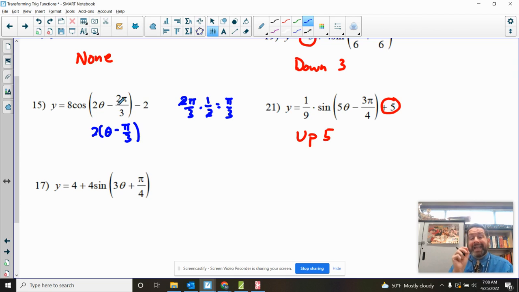Once that's done, and only once that's done, do you look at your phase shift. So that's a minus, so I'm going to the right. And by how much? By pi over 3.